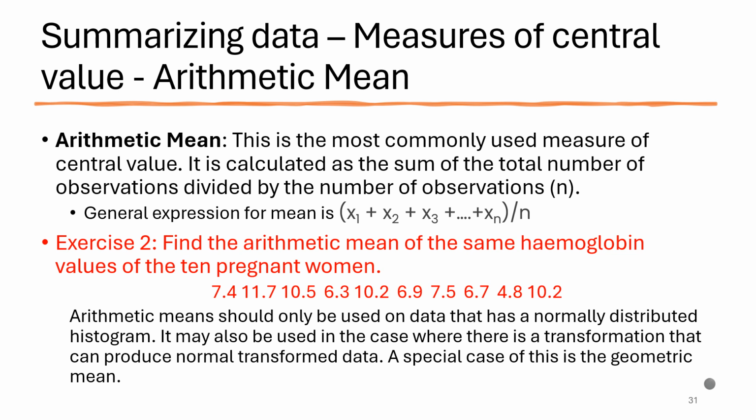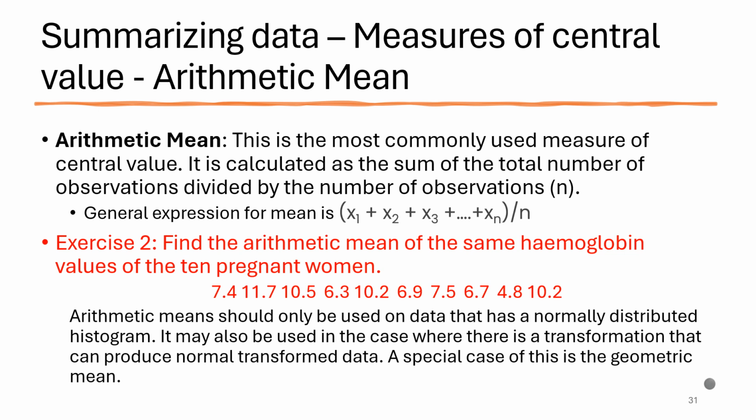So the next measure of central tendency is the arithmetic mean. The arithmetic mean is the most commonly used measure of central value. It is calculated as the sum of the observations divided by the number of observations. So that's the general expression. You're just adding up everything and dividing by the total number of units you have. In this exercise, it's the same set of numbers, and you're just going to calculate the arithmetic mean of the same set of numbers.